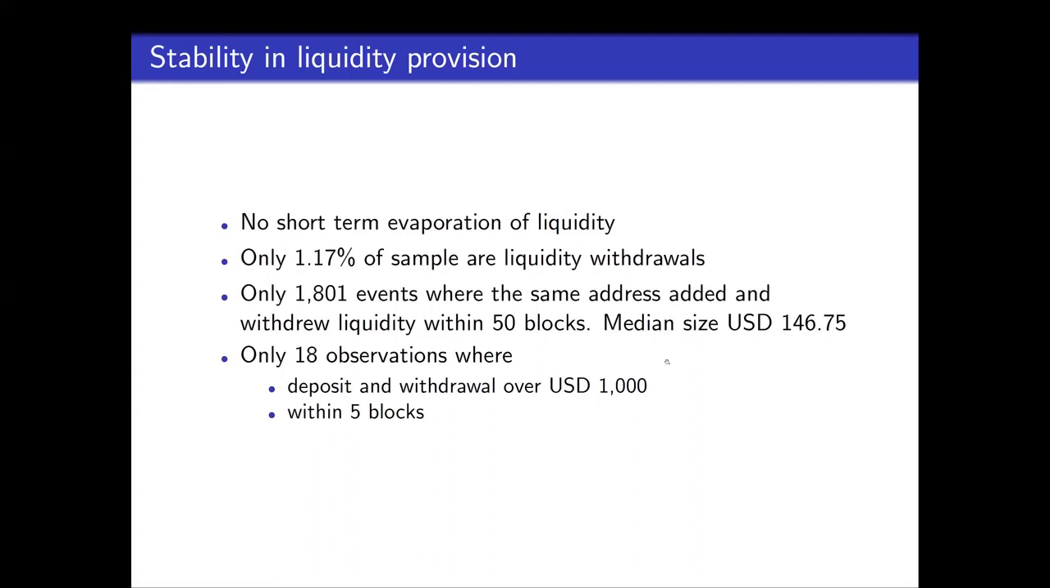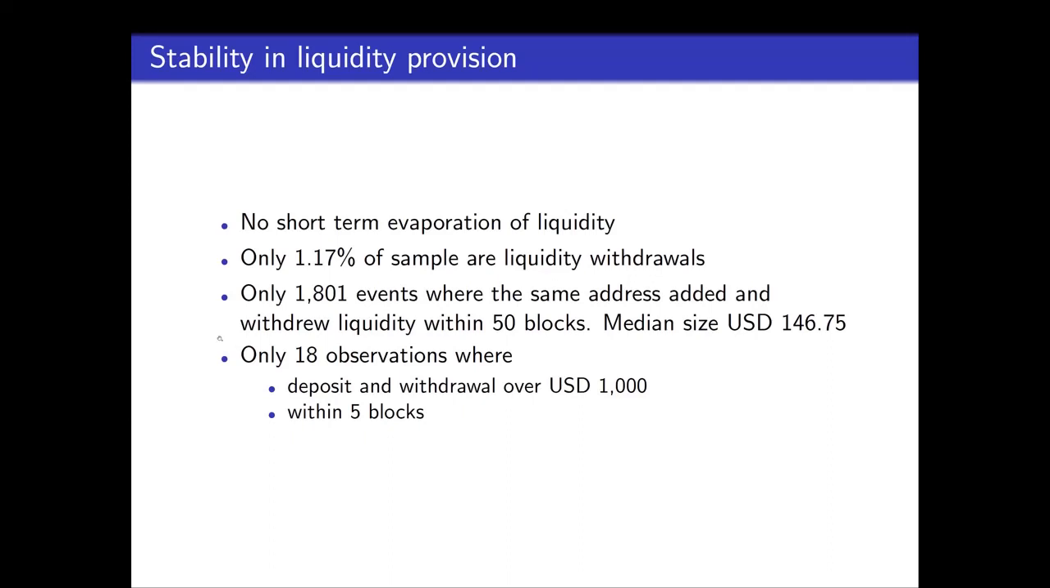We also find that liquidity provision is very stable in these kinds of liquidity pools. So we have very few liquidity withdrawals. We can trace the individual liquidity providers by the Ethereum wallet address. And we find that there are only 1,800 events where the same address adds and withdraws liquidity in a short period of time. And most of those are very small. The median size is $140. So this is just somebody trying to say, hey, does this really work? If I check liquidity, will I get my money back?